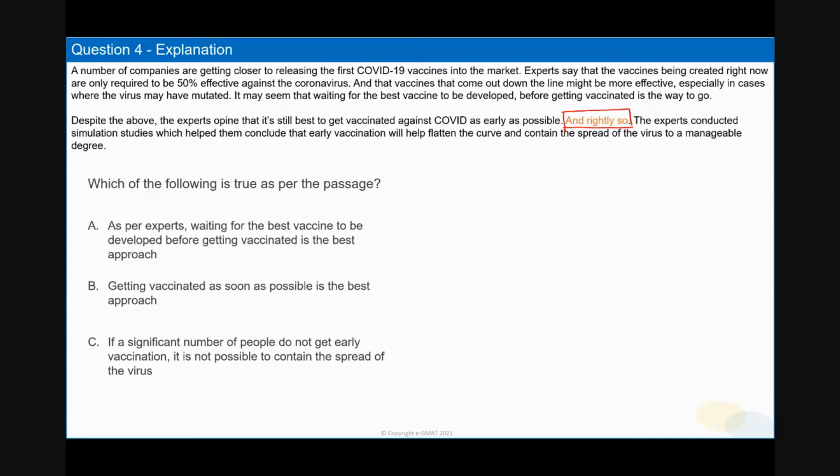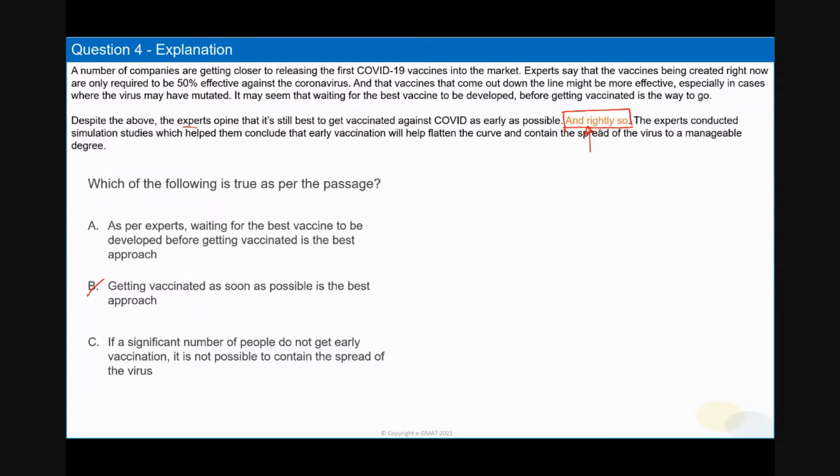You had this entire statement that the experts say it is best to get vaccinated against COVID as early as possible, and then the author says, and rightly so. Just through these three words, the author is telling you that, hey, this is the opinion which I also share, this is my opinion too, I agree with this. If you got this, which is why, and most of you have got this, like 99% of the batch has got this, which I'm very happy to see. Option B is the correct answer.